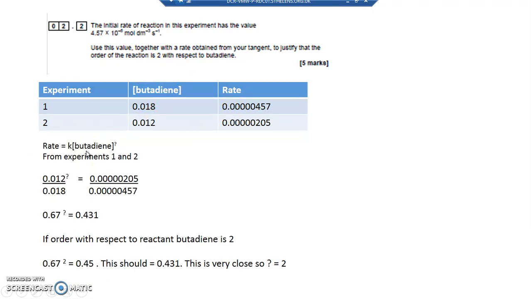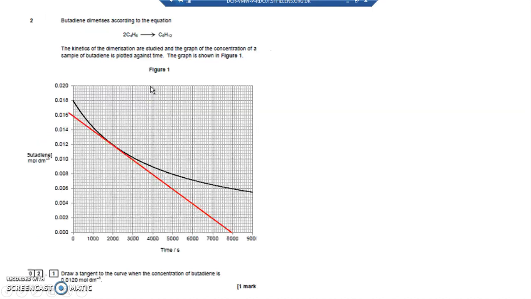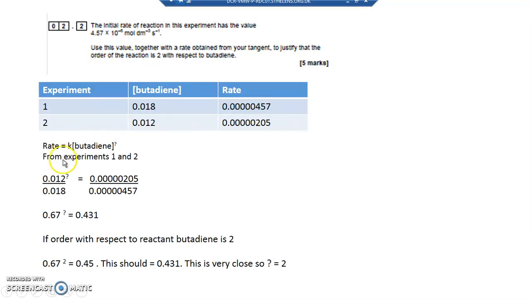Now, the rate equals k, the rate constant, multiplied by the concentrations of the reactants, each to the power of their order with respect to that reactant. Now we've only got one reactant here, butadiene. So I know my rate equation: rate equals the rate constant multiplied by the concentration of butadiene, but I don't know the order with respect to butadiene. And that's what we're trying to find out, and that's what we've got to match to a 2. So I've got to prove that it's a 2.